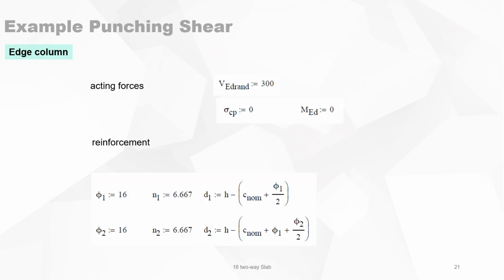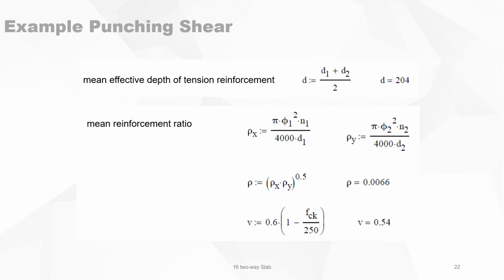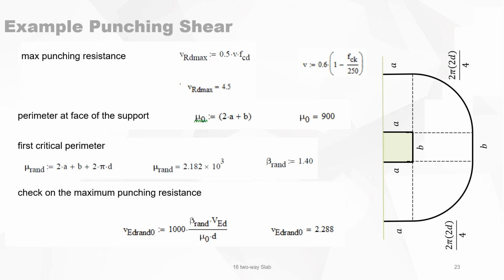We can now do exactly the same for the edge column. So we go through it much quicker. It's a repetition of what we have done before. The difference now is that the first perimeter has a different shape. If you make the little drawing, then you can easily calculate the first critical perimeter.